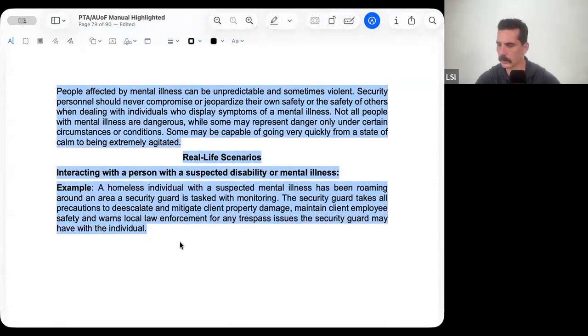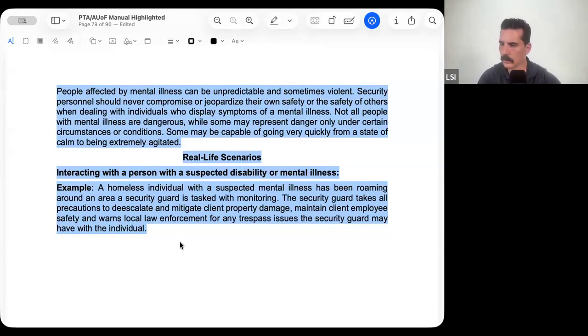People affected by mental illness can be unpredictable and sometimes violent. Security personnel should never compromise or jeopardize their own safety or the safety of others when dealing with individuals who display symptoms of a mental illness. Not all people with mental illness are dangerous, while some may represent danger only under certain circumstances or conditions. Some may be capable of going very quickly from a state of calm to being extremely agitated.